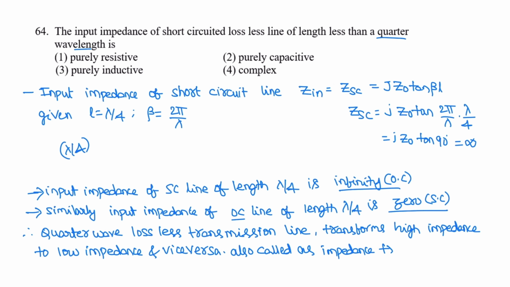A quarter wave, lambda by 4, lossless transmission line transforms impedance. If the input impedance is infinity, then the output impedance for a lambda by 4 line will become 0. So that is open circuit to short circuit and short circuit to open circuit. Hence it acts as an impedance transformer.